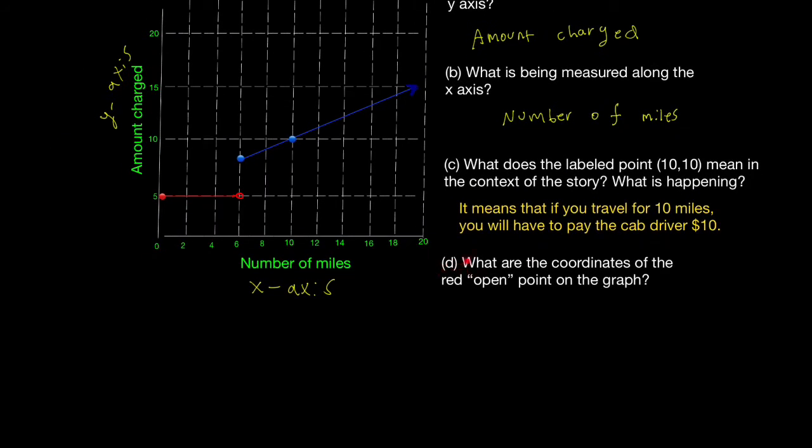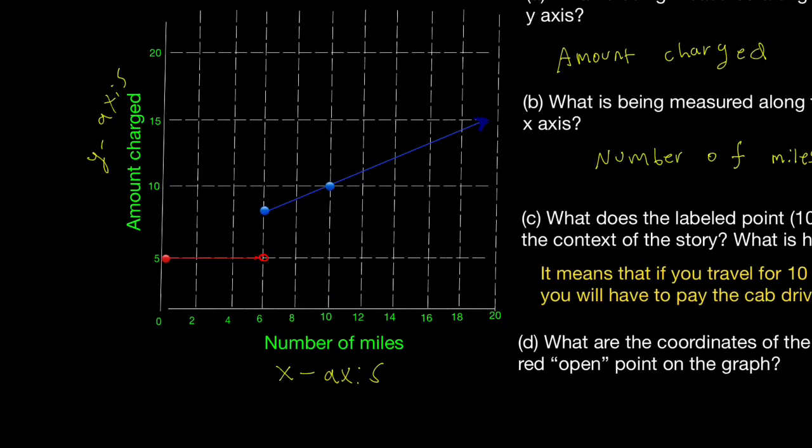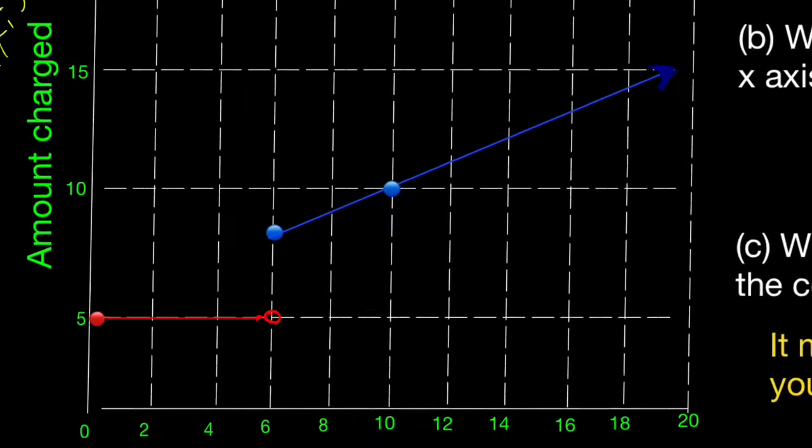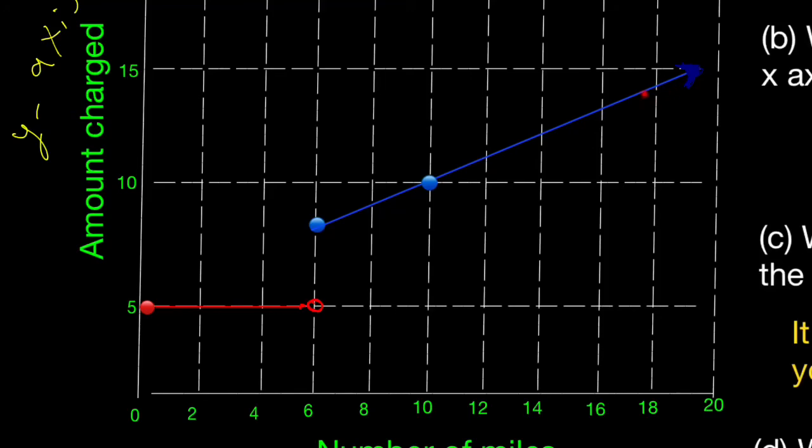For part D, it says, what are the coordinates of the red open point on the graph? What do we mean by open? I'm going to have to zoom in. Once you zoom in, you can identify the open point. By open, we mean this one right here. Notice that these points are closed, and this one's open. Here the open point is 6, 5. Let's go ahead and label that.